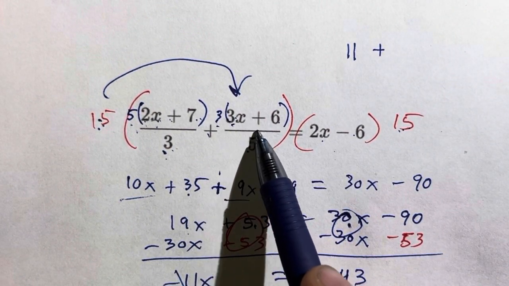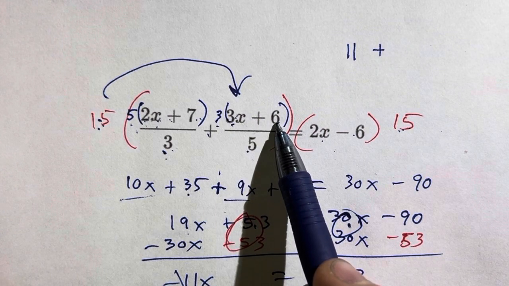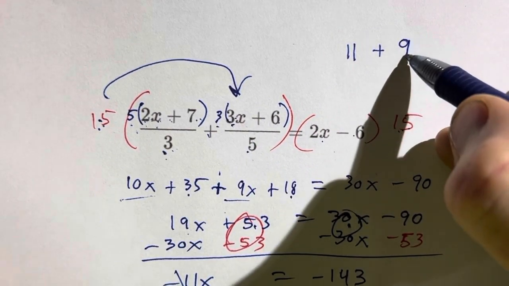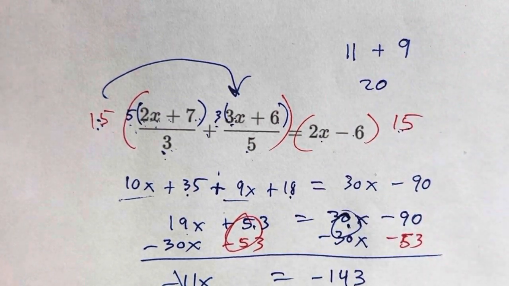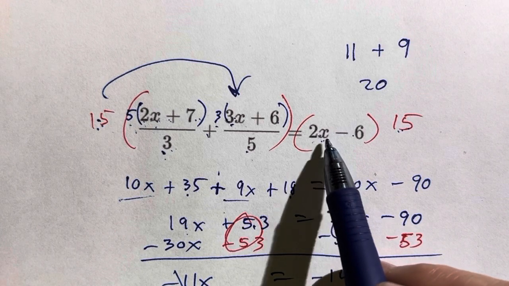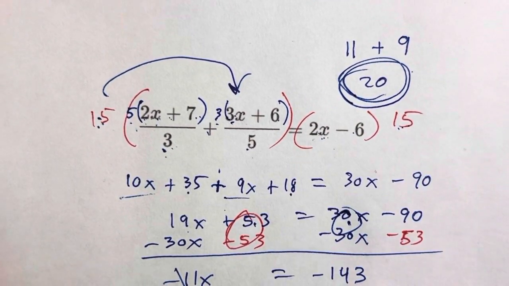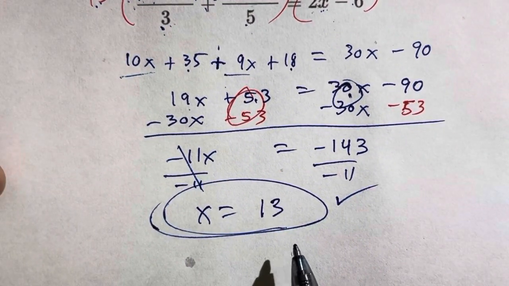Over here, 3 times 13 is 39. 39 plus 6 is 45. And 45 divided by 5 is 9. And that's a 20. All right, now what do I get when I put 13 in over here? So 2 times 13 is 26. 26 minus 6 is also 20. So I got 20 on both sides, which tells me my answer 13 is correct.